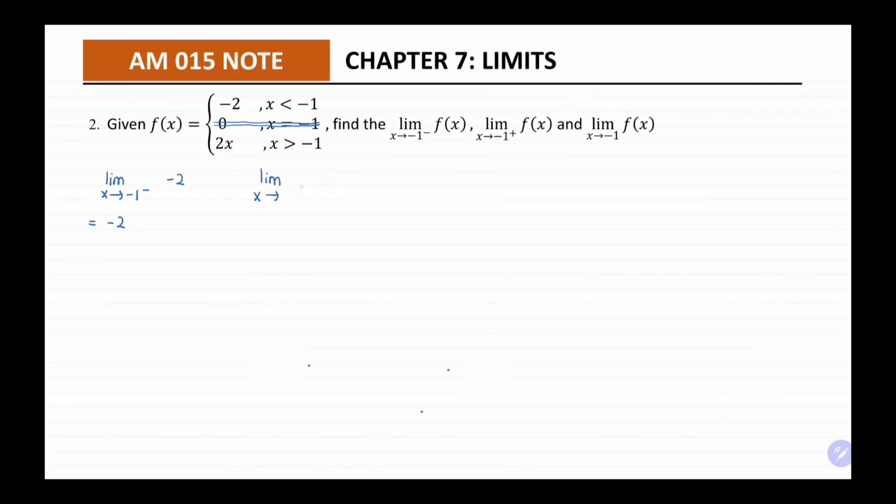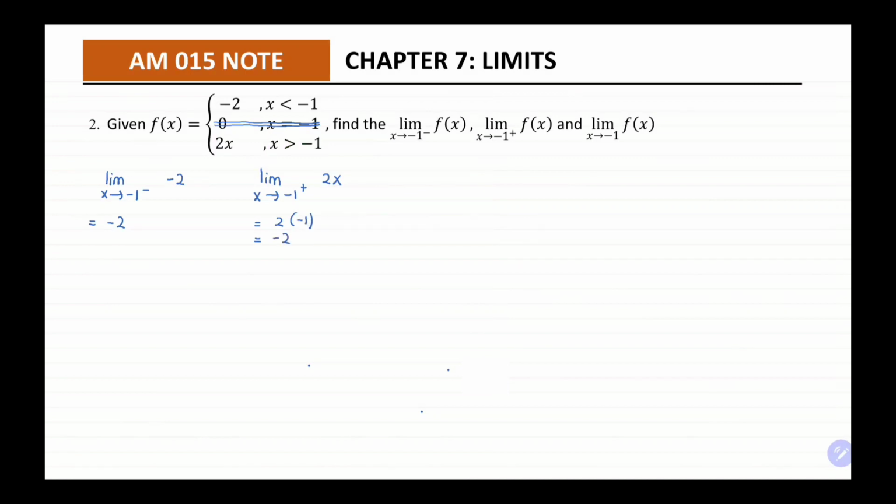x approach negative 1 from right. Negative 1 from right means we take the function where x is greater than negative 1. So the function is 2x. Then we substitute the value of x into the function. So we get 2 times negative 1, which equals negative 2.